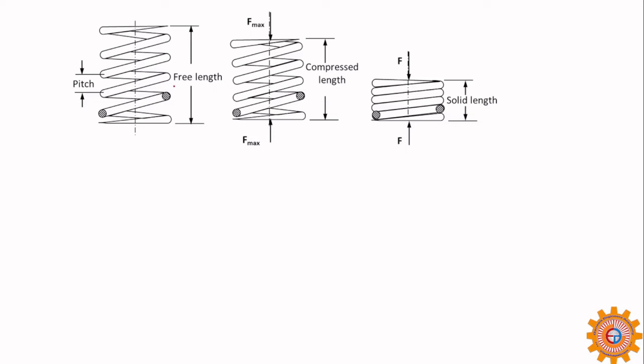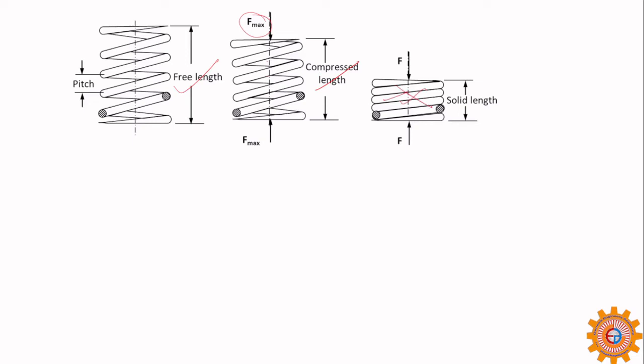See this one. This is the free length and this is the compressed length. This maximum force is not the ultimate. The intention is that we expect some force acting on it, and how much it is going to compress is what we call the compressed length. That means the space between these two coils will be reduced to some extent.